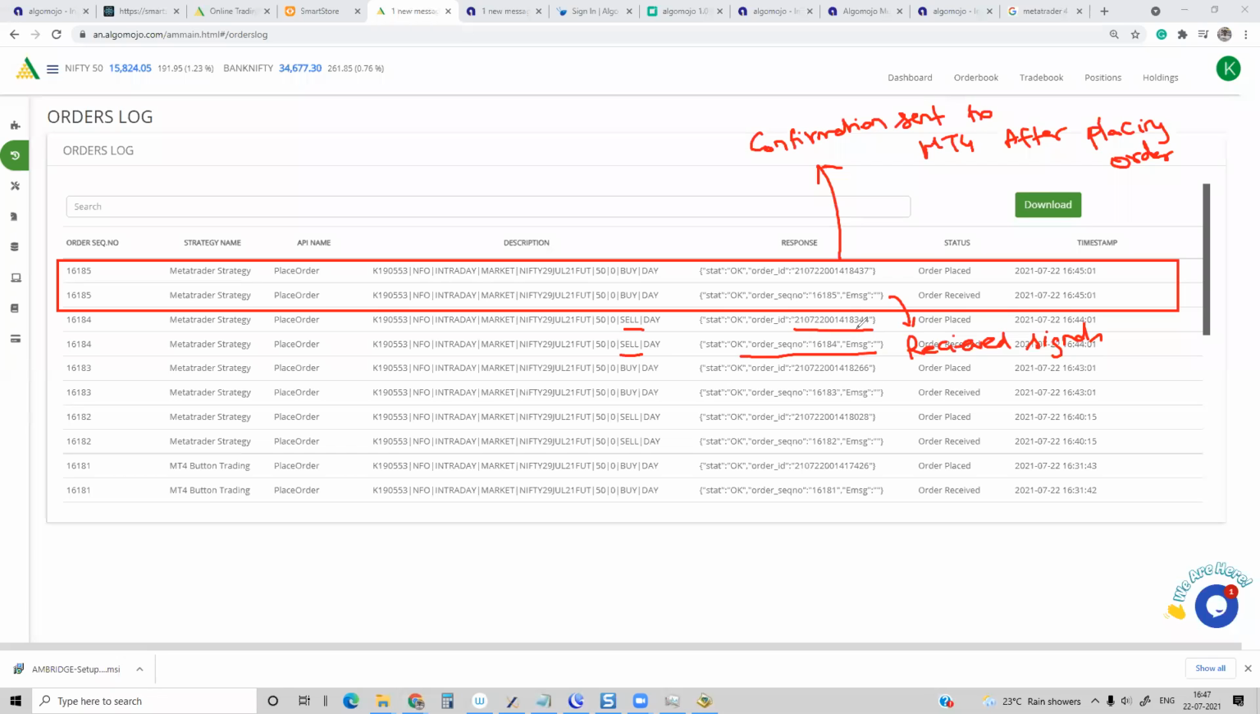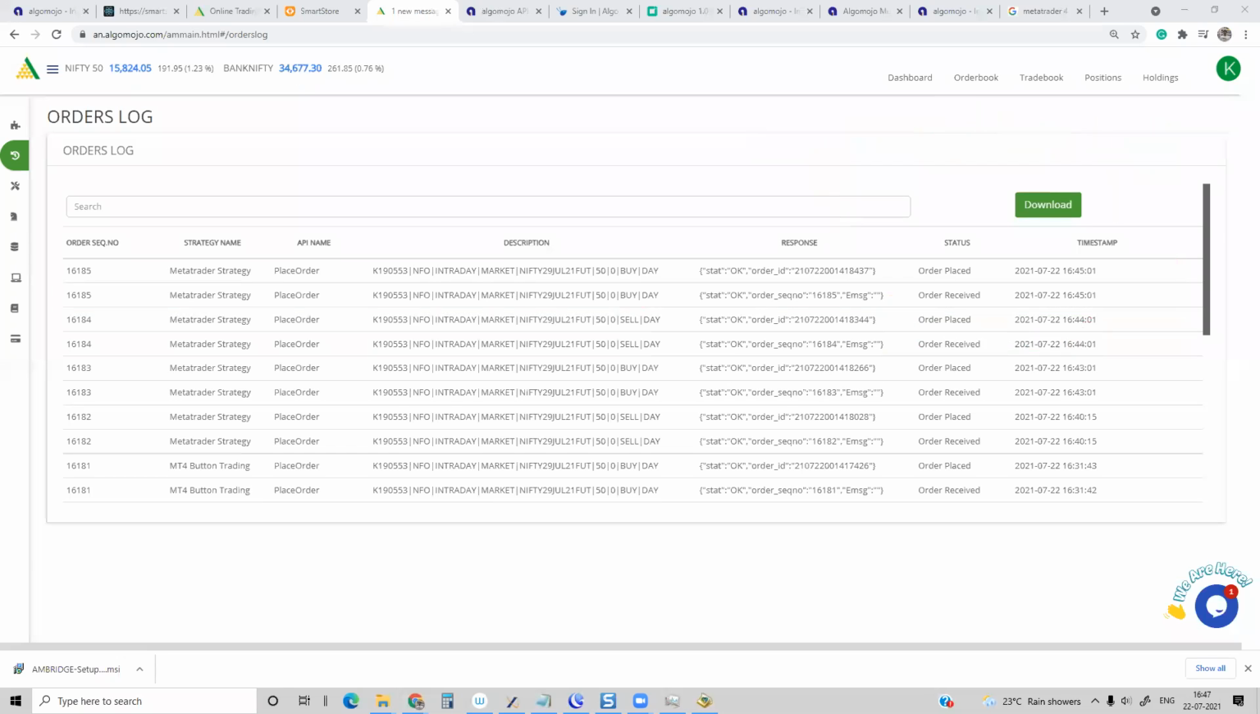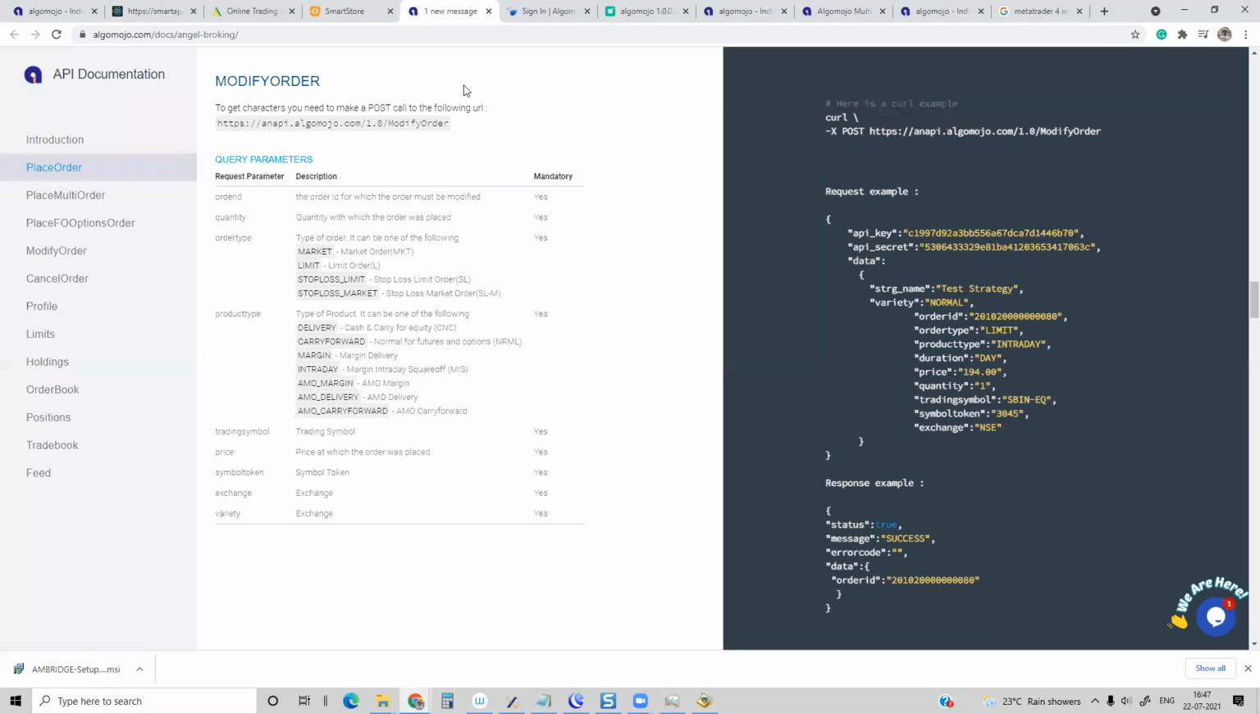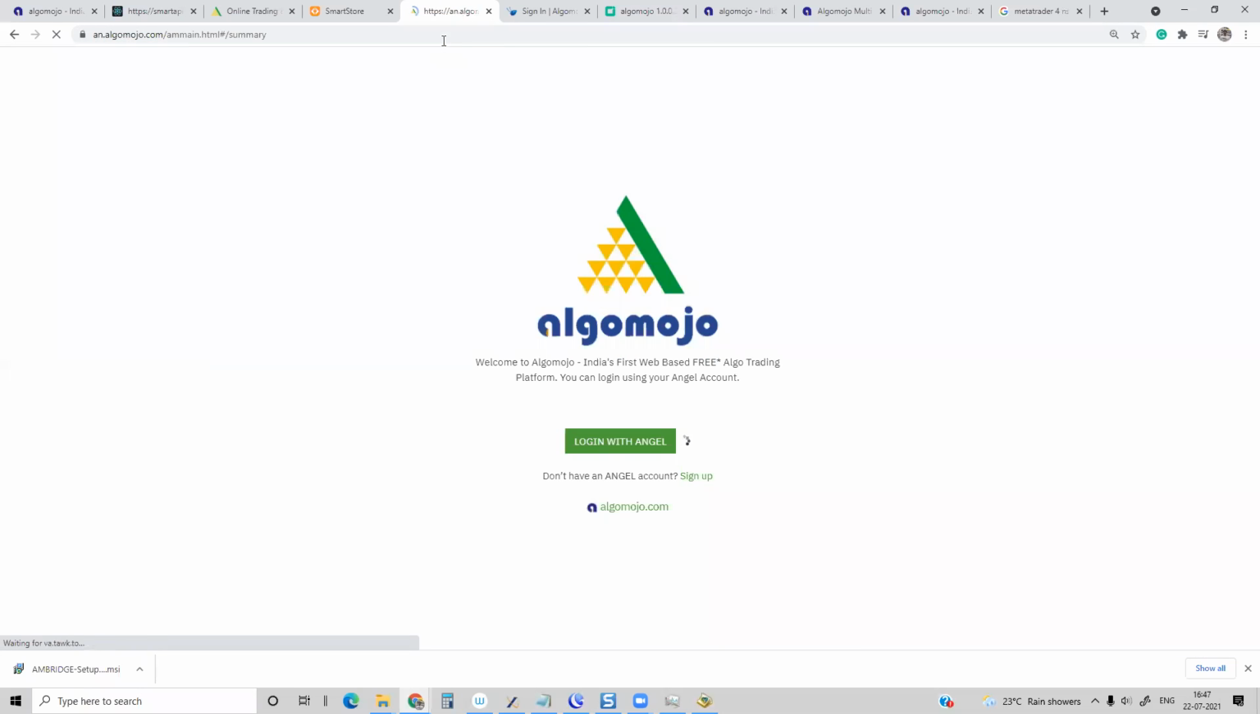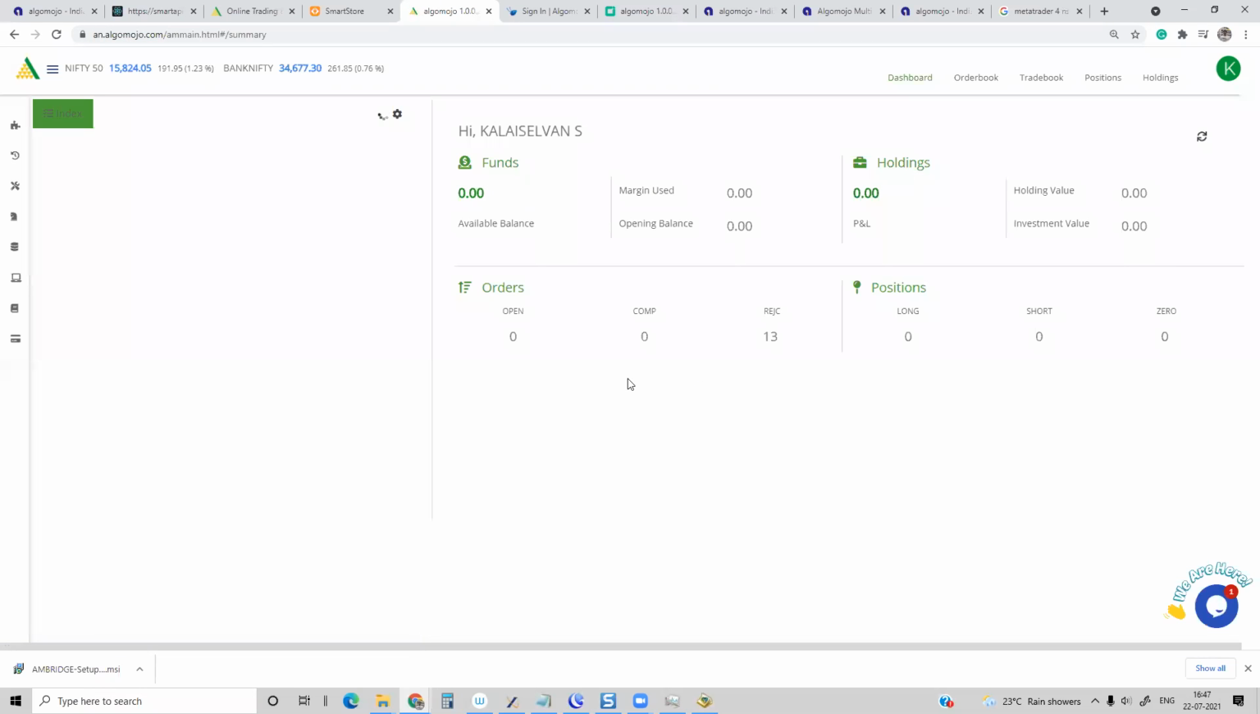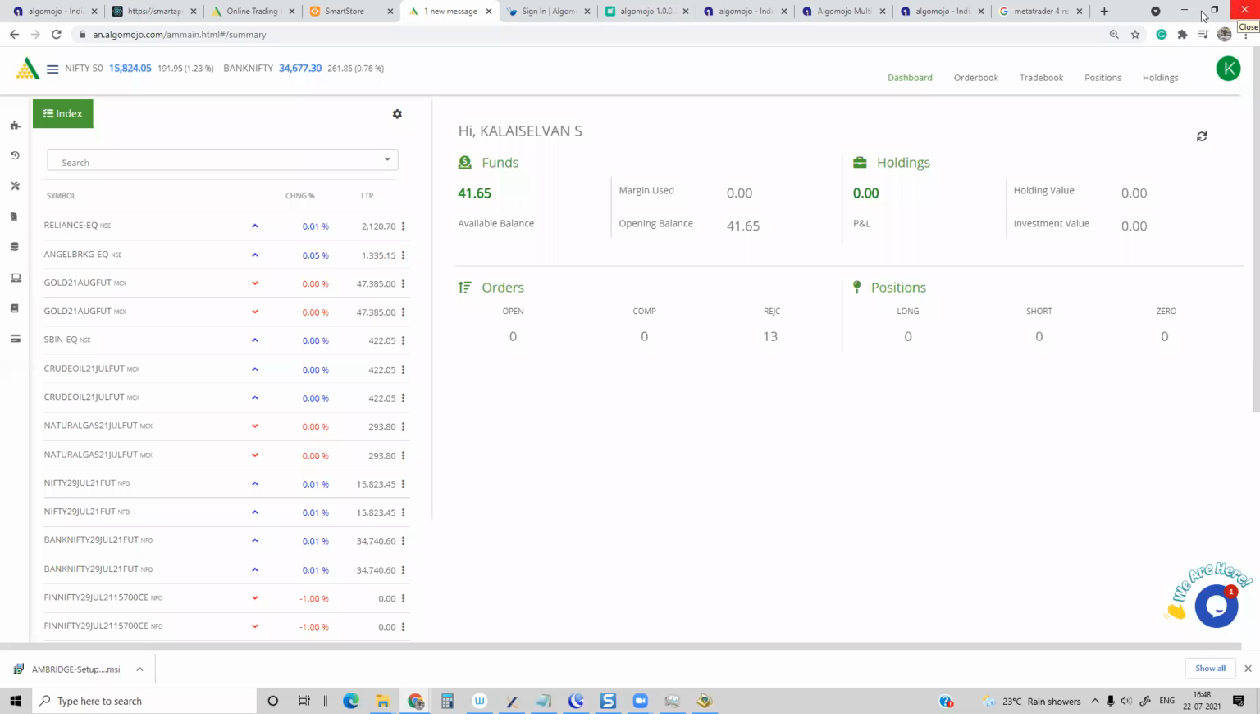All right. So in what case will the orders be sent? The orders will be sent as long as you are logged in. Even if I mistakenly close Algomojo, orders will still go through. If you want access again, you can go to an.algomojo.com. No matter what, you can see that automatically, without entering any login ID and password, it takes the login. As long as you are logged into Algomojo, even if I close the tab and reopen, orders will still go through.